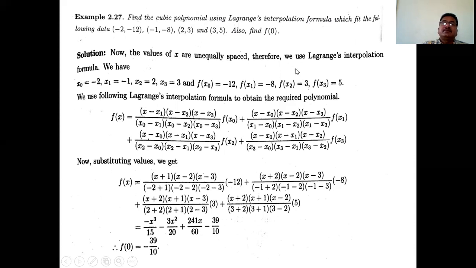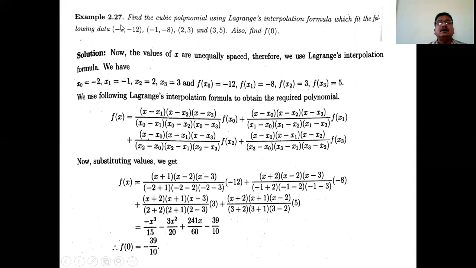We have to use Lagrange's interpolation formula, because we cannot use Newton's forward or Newton's backward interpolation formula for this problem, since the values of x are not equidistant. If the values of x are equidistant, then we use either Newton's forward, Newton's backward, or Lagrange's interpolation formula. Here the data is given in ordered pair form.